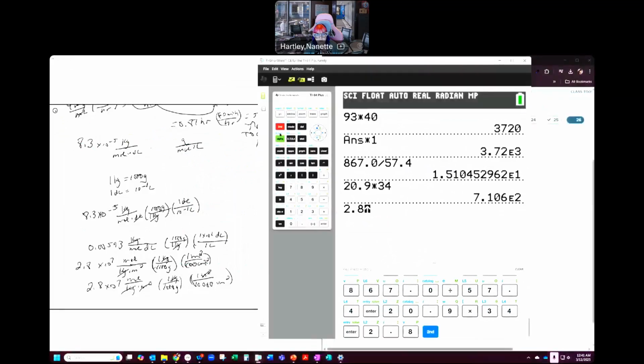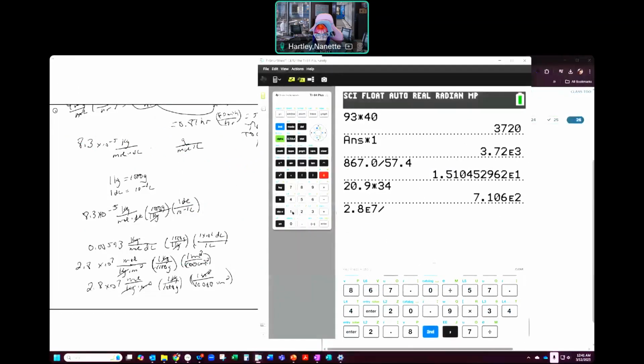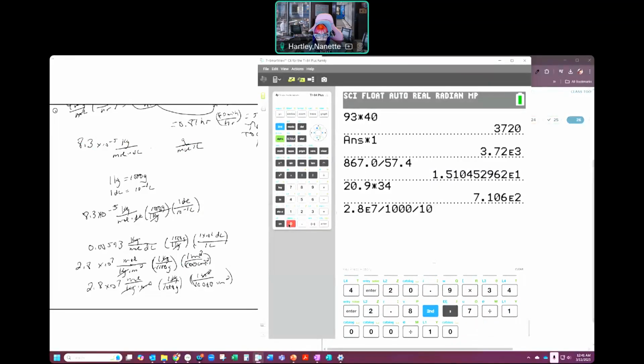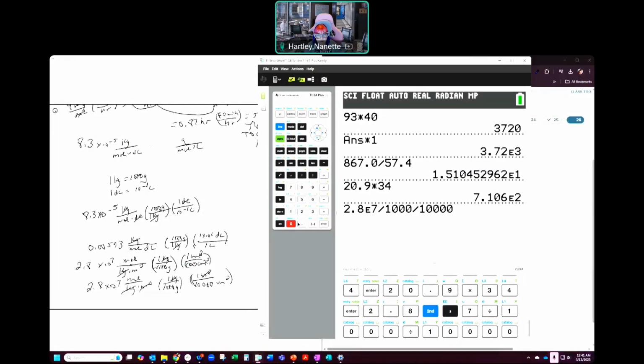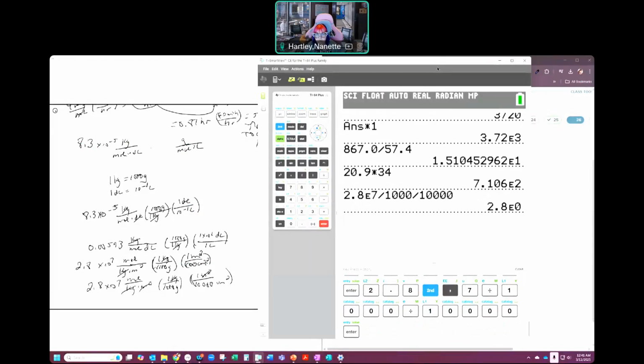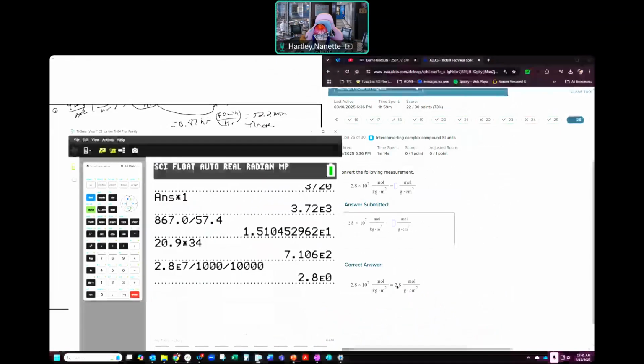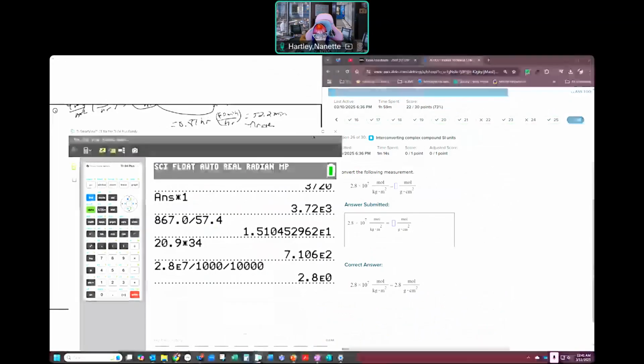2.8 second E to the 7th divided by 1,000 divided by 1, 0, 0, 0, 0. And it gives me 2.8. No exponent, so 2.8, which is exactly what they're reporting.